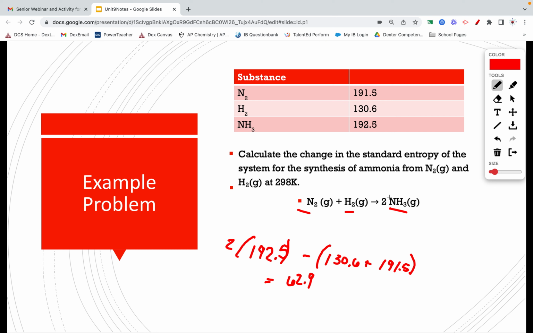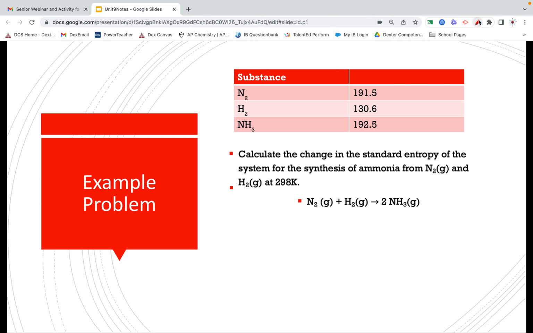But let's say one of those is a solid. It's a solid reacting with a gas to form two gases. That means our entropy is increased because now we have more gas than we had previously. So when we increase the dispersal, we're going to increase entropy. Decrease dispersal, we're going to decrease entropy.